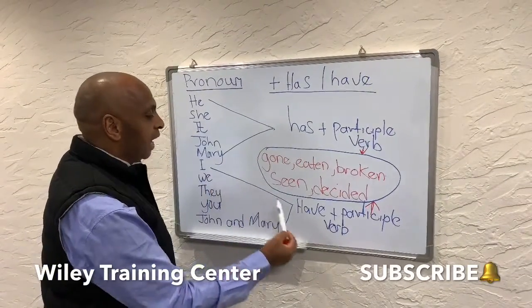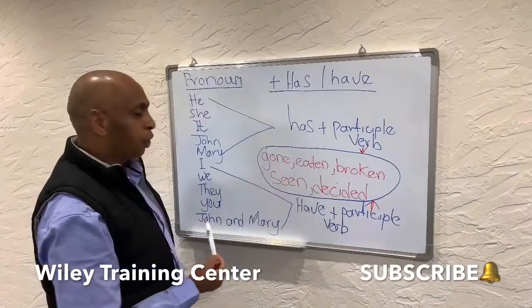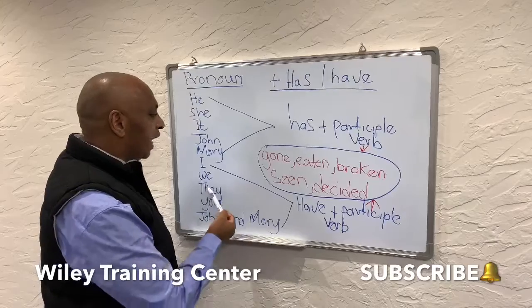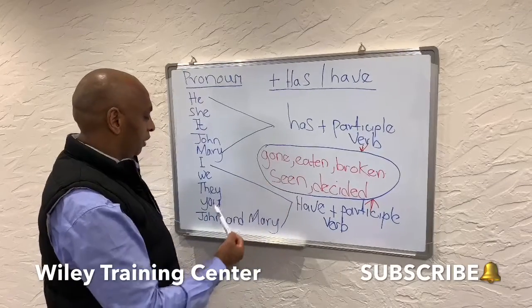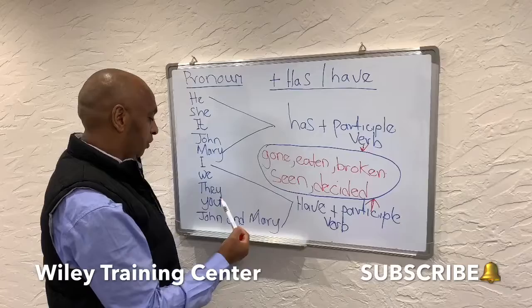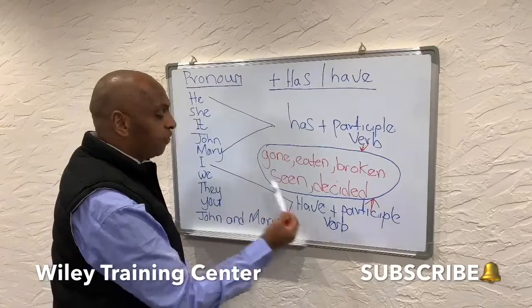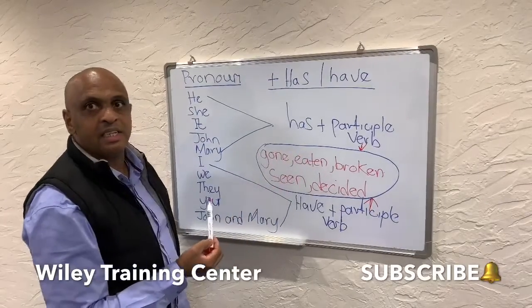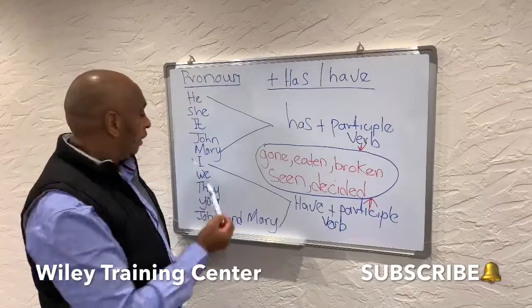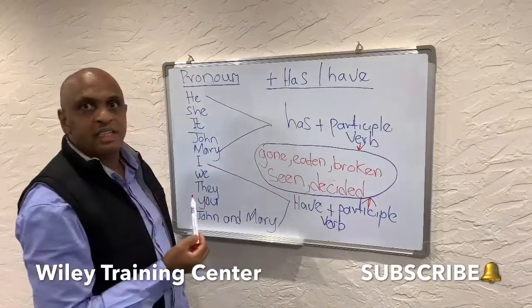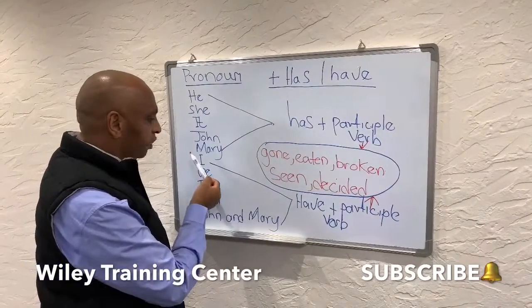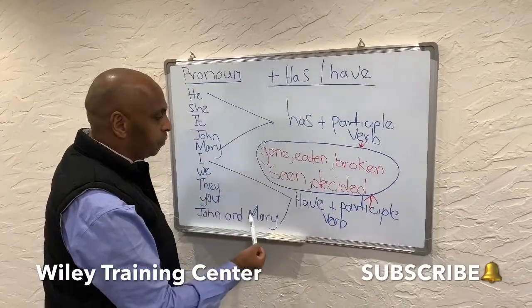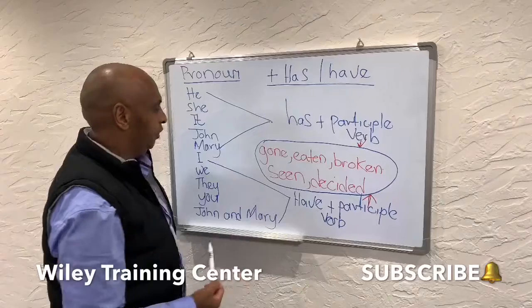So, I have gone. We have gone. They have gone. You have gone. John and Mary have gone. You cannot say I has gone. That is wrong English. We has gone is also wrong English. So the next word that will come between I, we, they, you, John and Mary is have plus the participle.